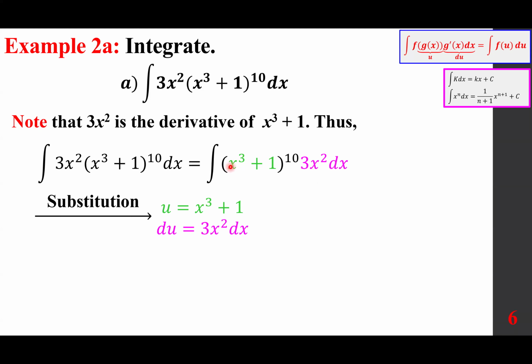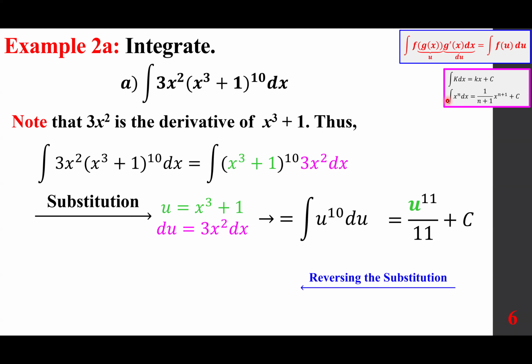So we are looking at the integral of u to the power of 10 du, a simple case of a power rule. So 1/11 u to the power of 11, and a constant. Reversing the substitution, meaning replace the u with x cubed plus 1, and that's the final answer.